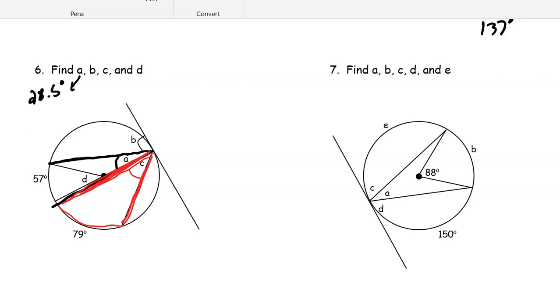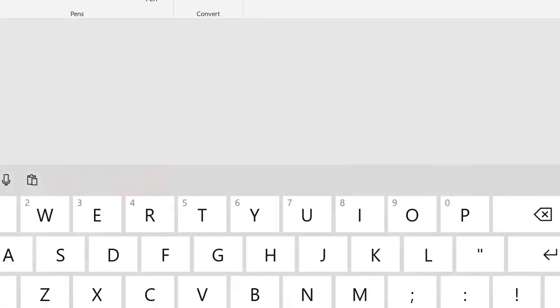Should get 39.5, so that's our C. One of the things we had talked about earlier, whenever I have a tangent line to our circle, so here is a tangent line, that circle and then where it intersects is always a 90-degree angle. So this whole angle here has got to be 90 degrees from this black one to this black one.